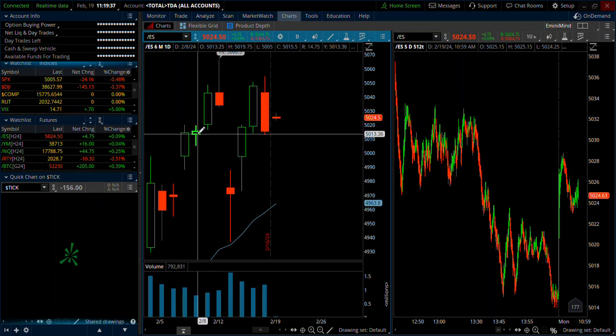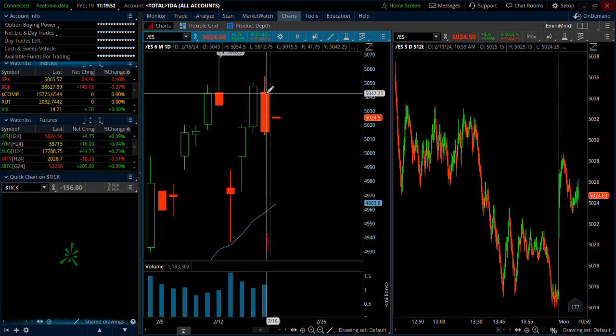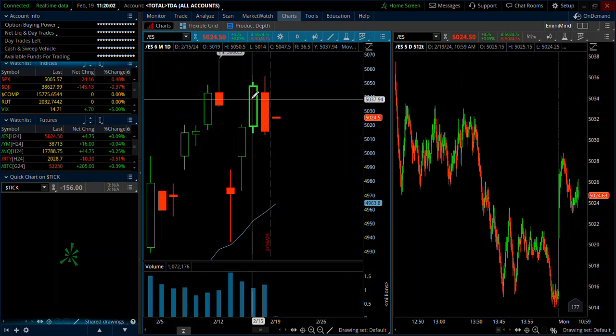So you got like a dragonfly candle here where the open and close are about the same. Same with back here. Both of those are inside days, very small, tighter ranges and less volatility. Here with an engulfing candle, this one is a bearish engulfing candle because its high and low are above the prior candle's high and low, and it's up at highs.